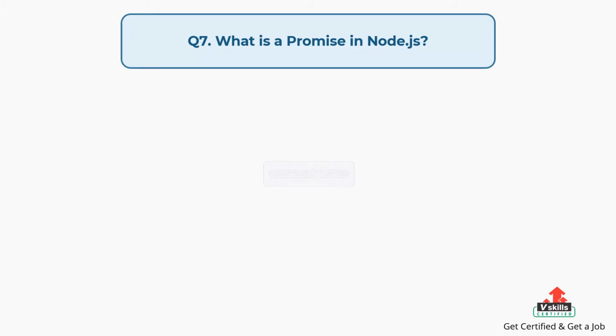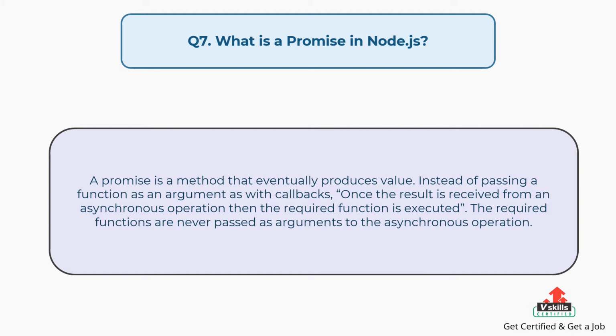Question number 7. What is a promise in Node.js? The answer is: a promise is a method that eventually produces value. Instead of passing a function as an argument as with callbacks, once the result is received from an asynchronous operation, then the required function is executed. The required functions are never passed as arguments to the asynchronous operation.